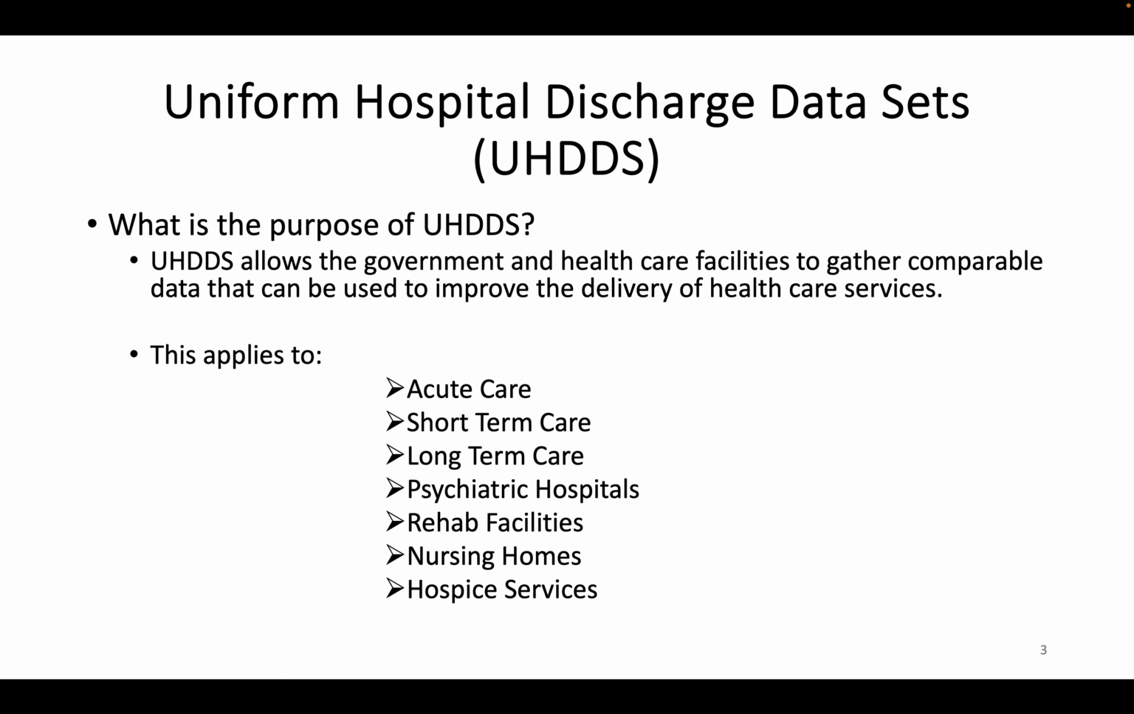Uniform Hospital Discharge Data Set, UHDDS. How many of you have heard of this organization? And what is the purpose of UHDDS? Well, UHDDS allows the government and healthcare facilities to gather comparable data that can be used to improve the delivery of healthcare services. This applies to acute care hospitals and facilities, short-term care, long-term care, psychiatric hospitals, rehab facilities, nursing homes, and hospice services.